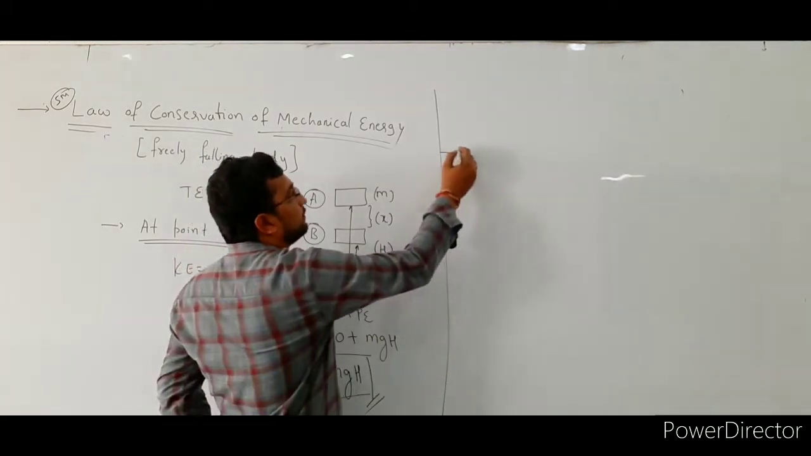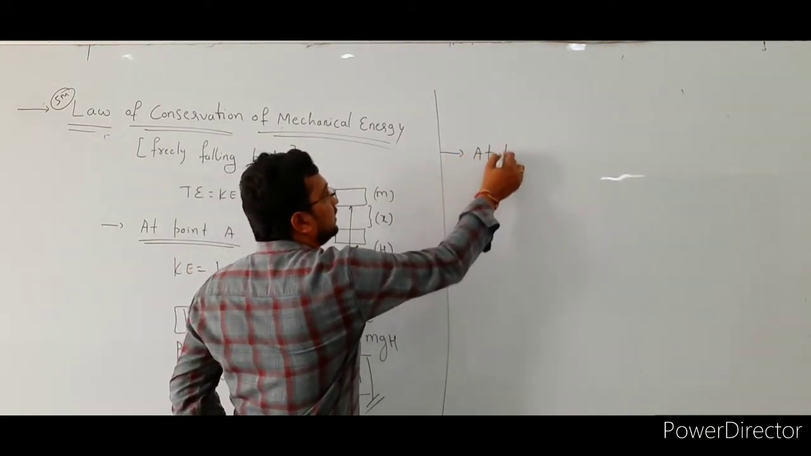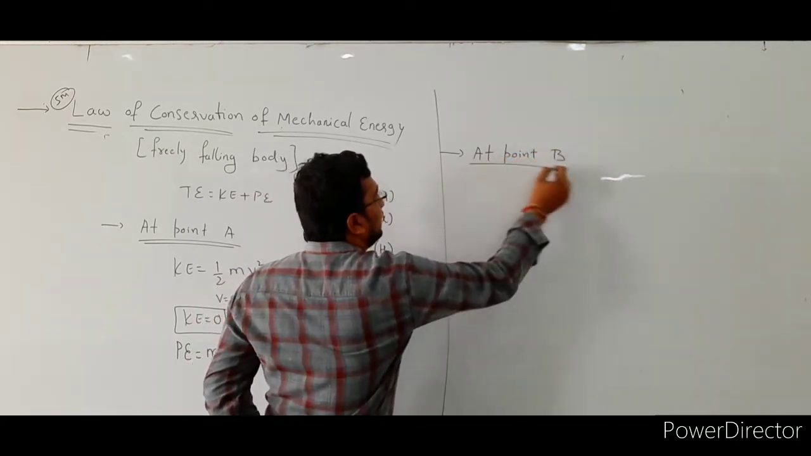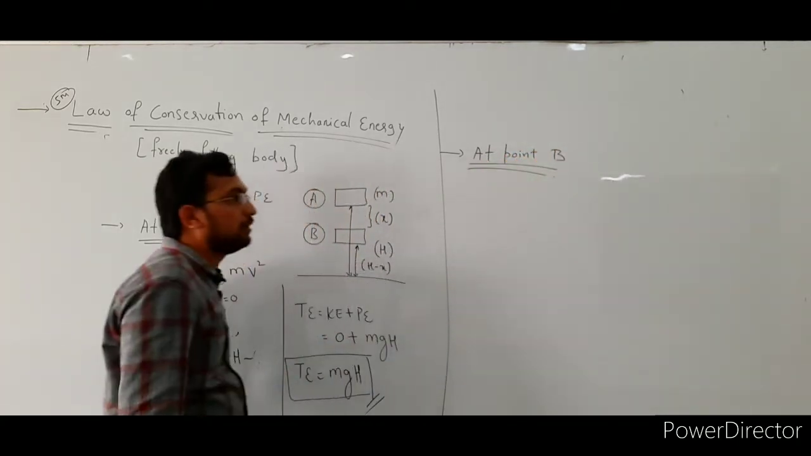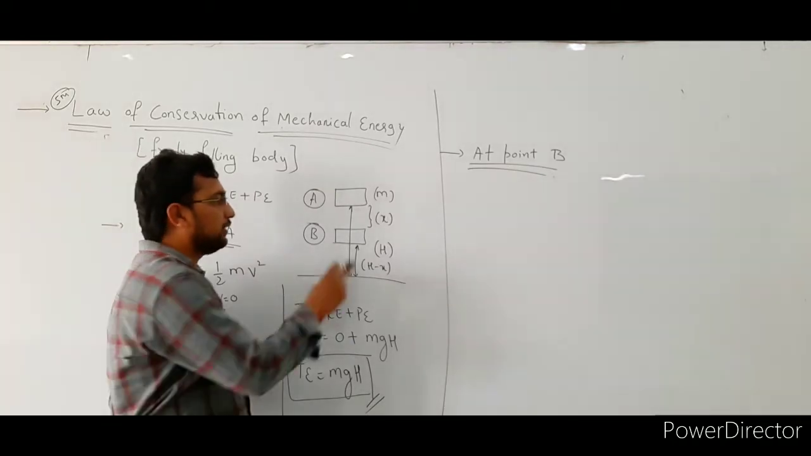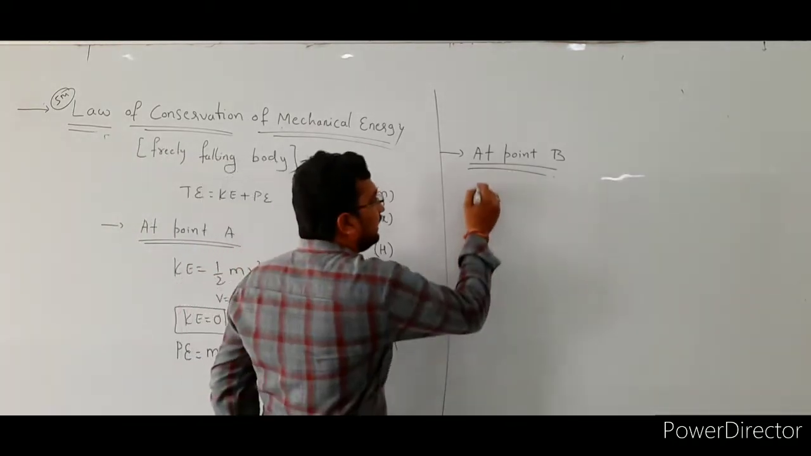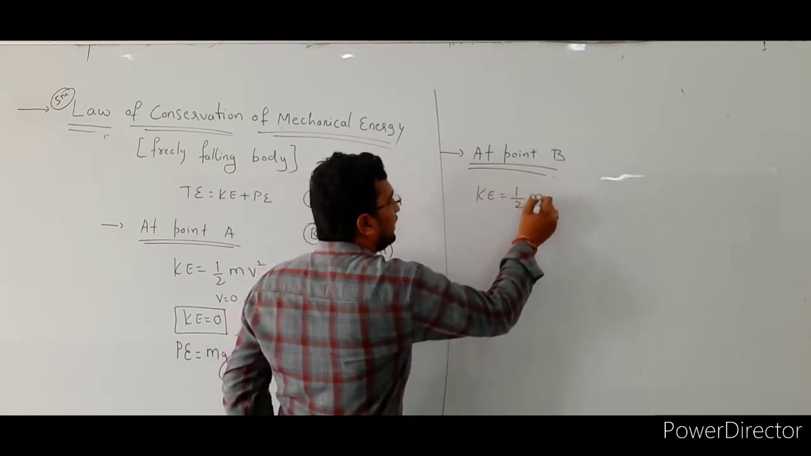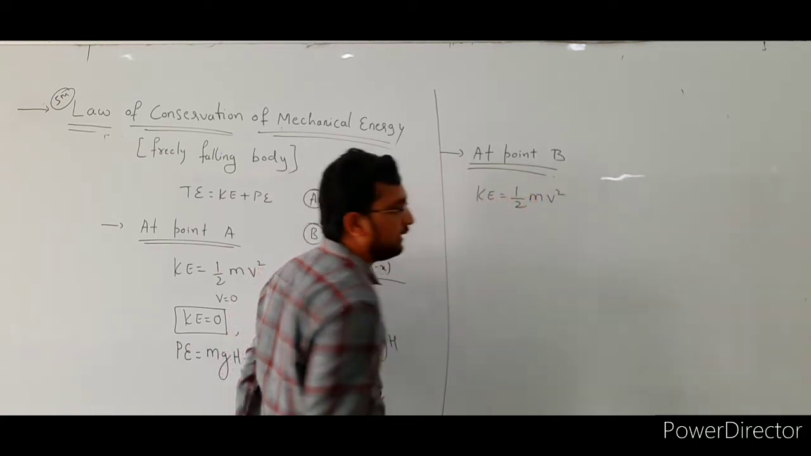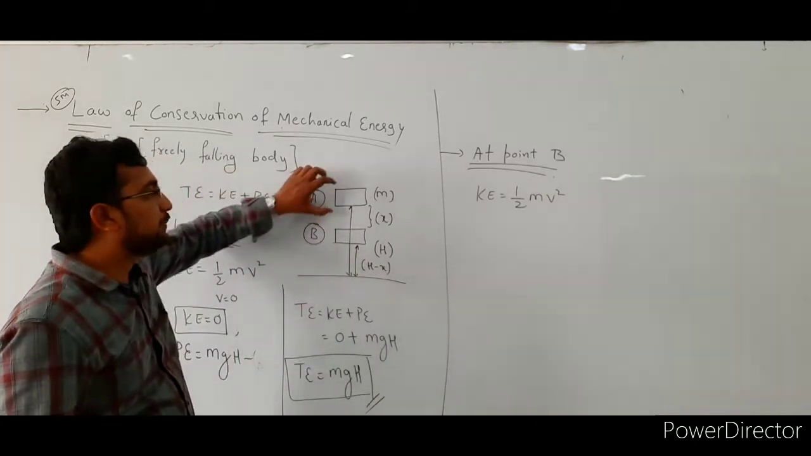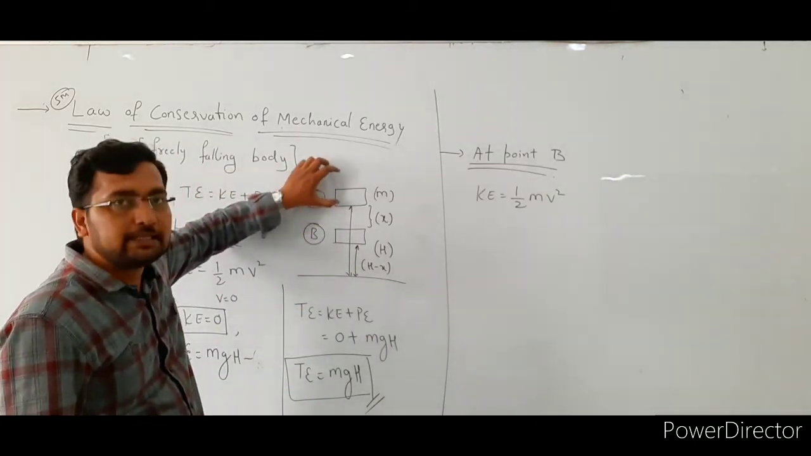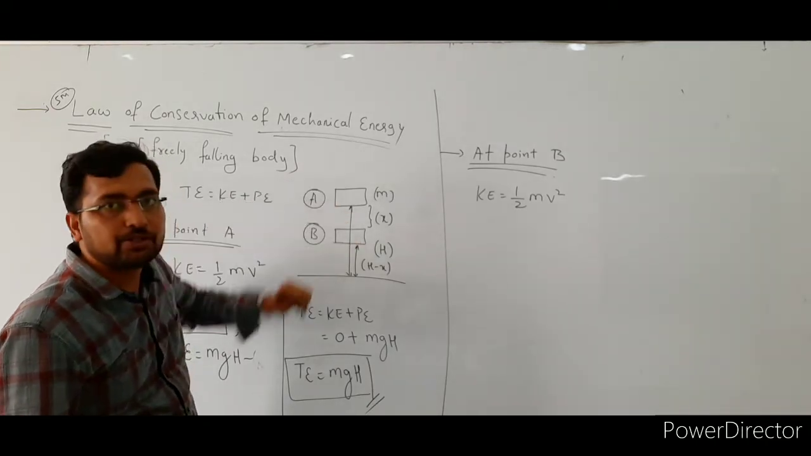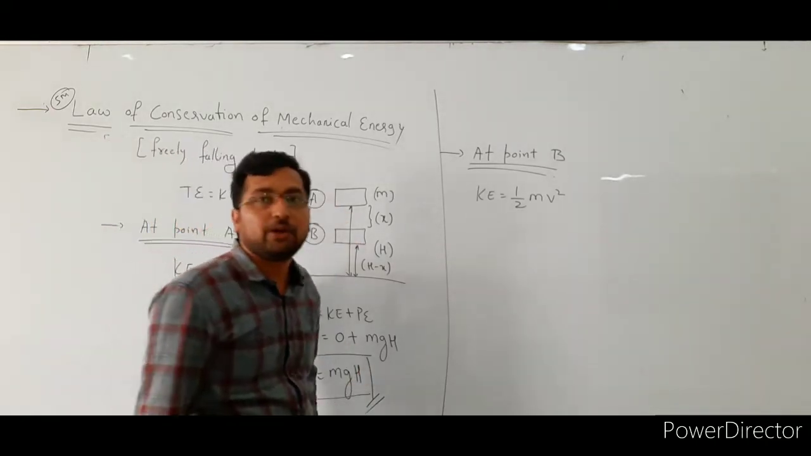Next, at point B, the first thing we are going to find is the kinetic energy at point B. Kinetic energy is equal to 1 by 2 m v square. The initial velocity of the body is 0, but the body is moving from this position to this position, so it acquires some velocity.